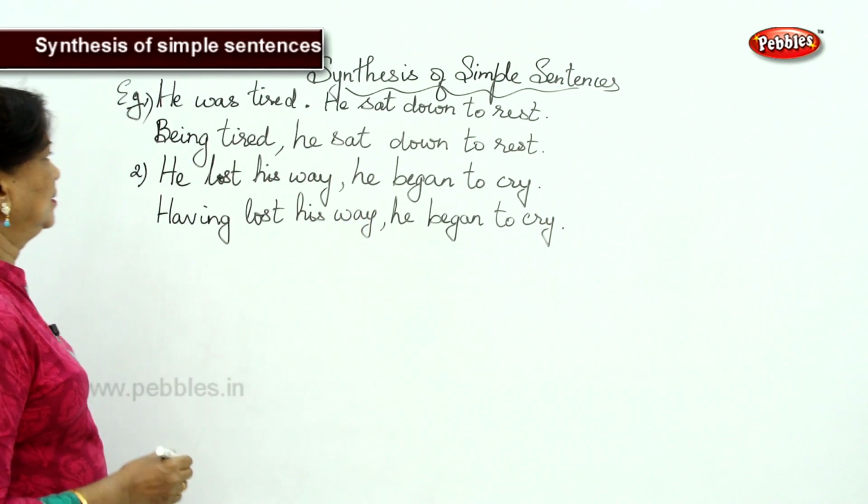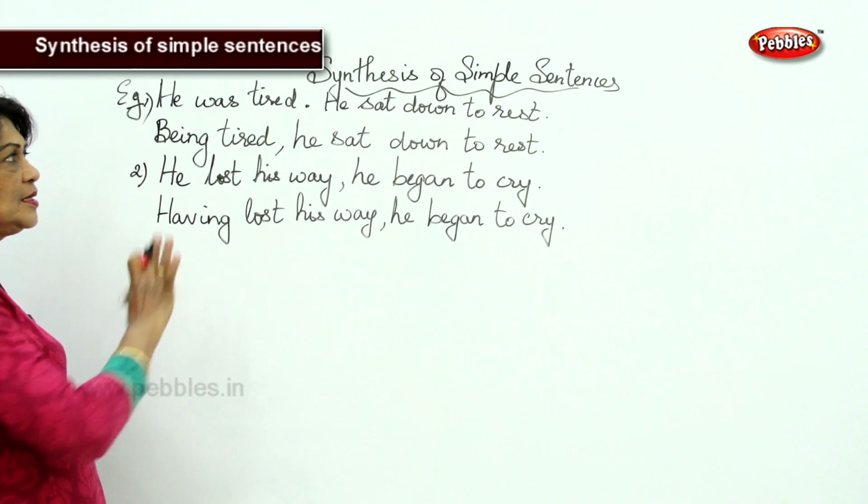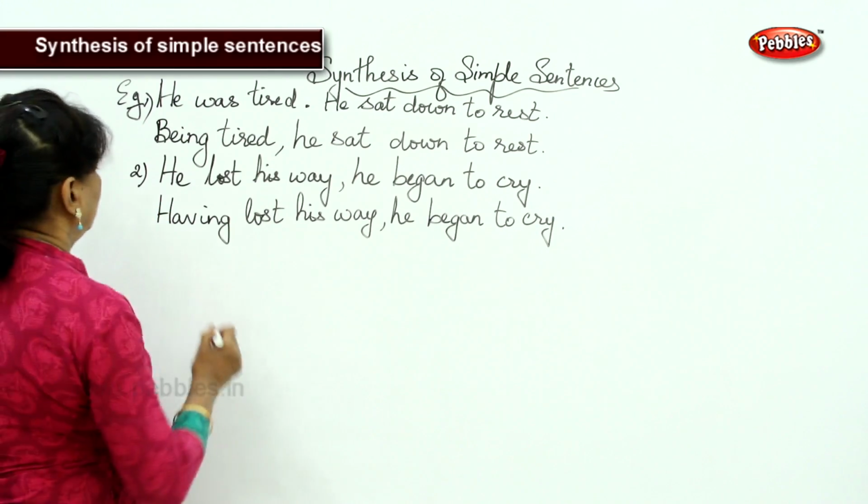Understood? Okay, I will give you some more examples and I am going to give you a test for 5 marks on participles alone. Okay.